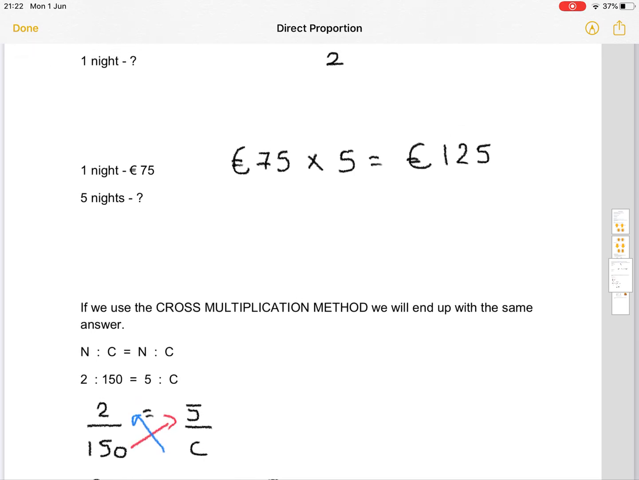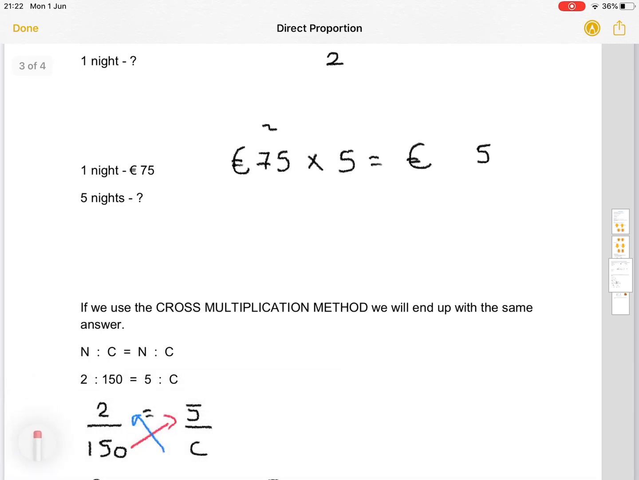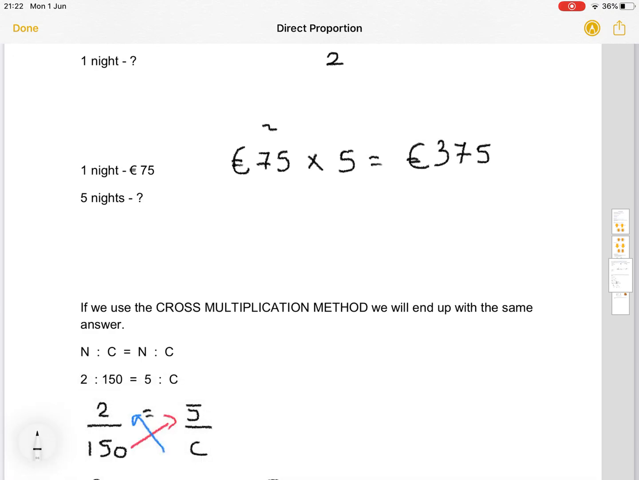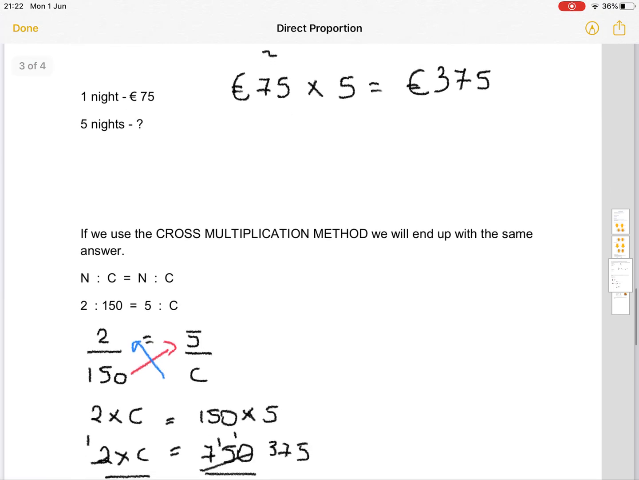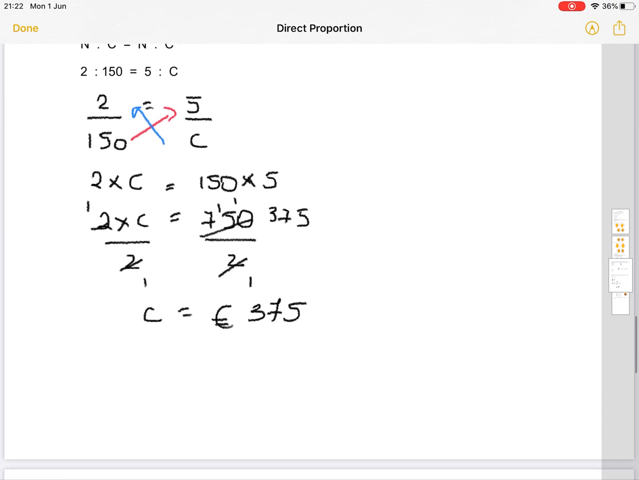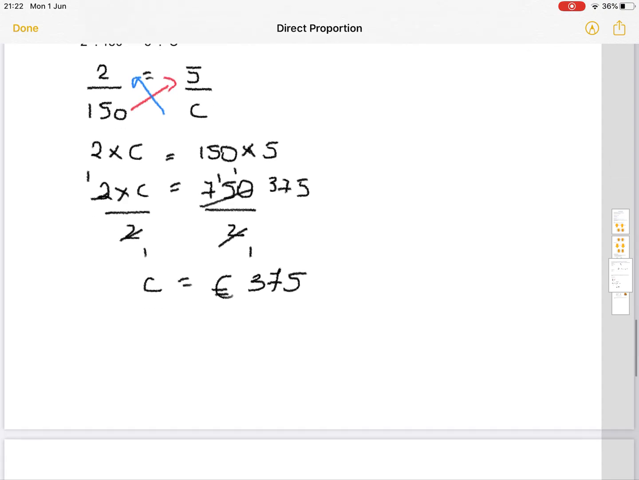And I here had a mistake. 5 5s are 25, 5 7s are 35, 36, 37. So here there is a mistake, alright? But at least now we know that the 2 answers match, alright? So if I work with the unitary method, I end up with 375. If I use the cross multiplication method, the answer is still 375, okay? So I can use both methods as I prefer.